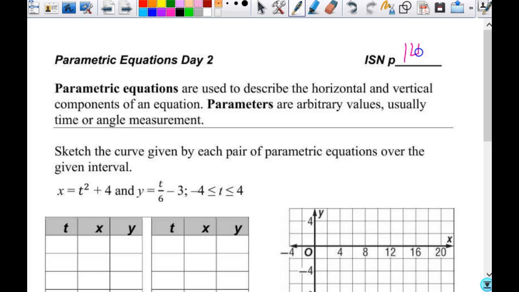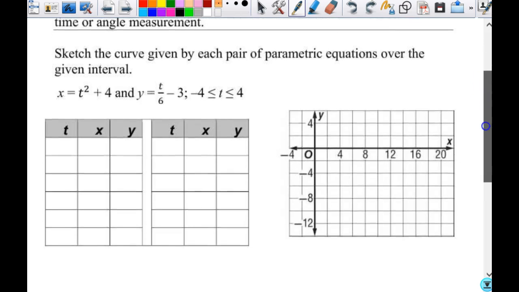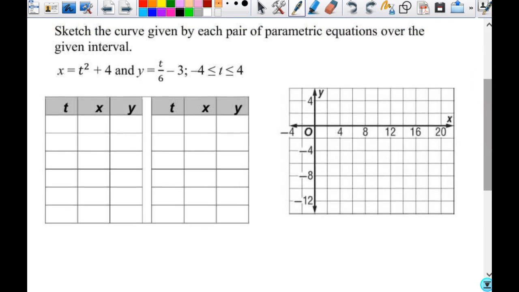So 147. We talked yesterday about parametric equations, and they're used to describe horizontal and vertical components, which we didn't get all the time from just using normal functions like you're used to. The parameters are arbitrary values, usually time or angle measurement, but not always, because it could be temperature or other things, but we use t no matter what the parameters are. So we're going to start. I guess I could have had you do this while I was stumbling through everything else, but this is pretty much just like what we did yesterday.